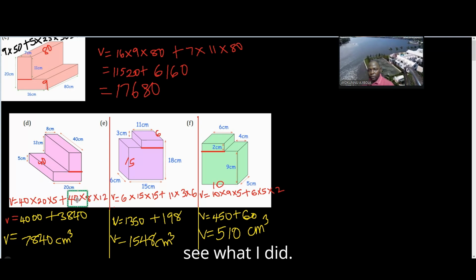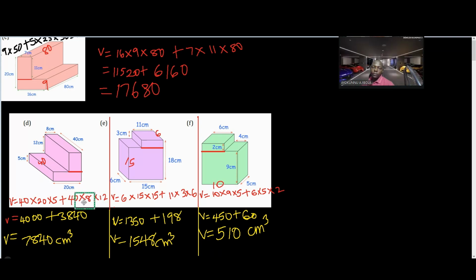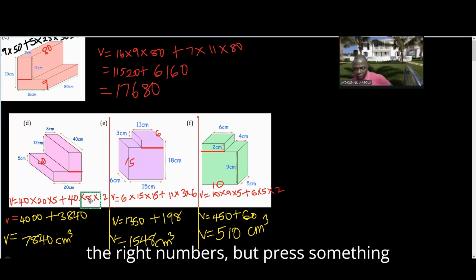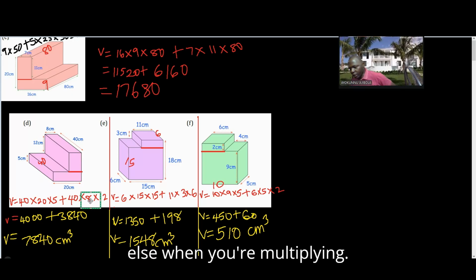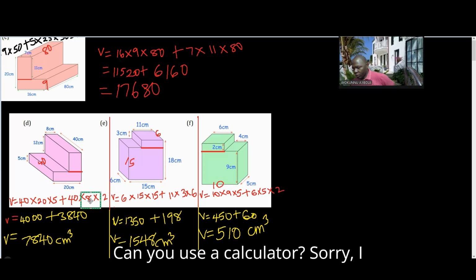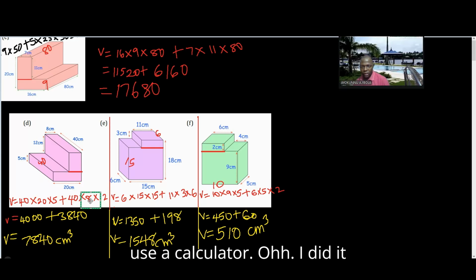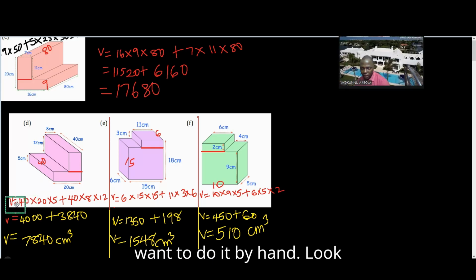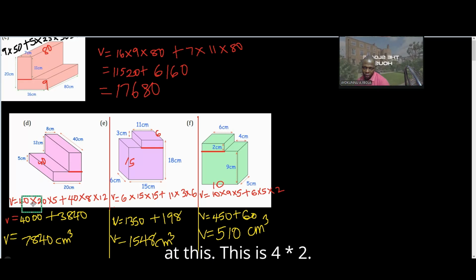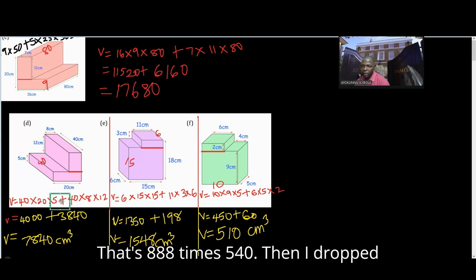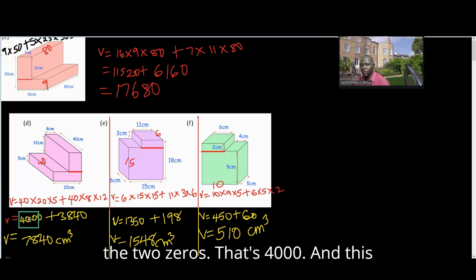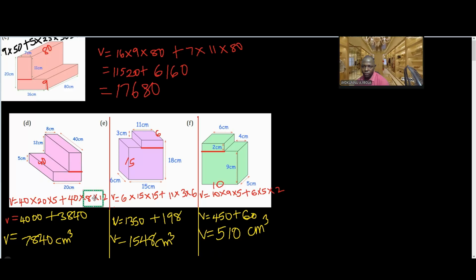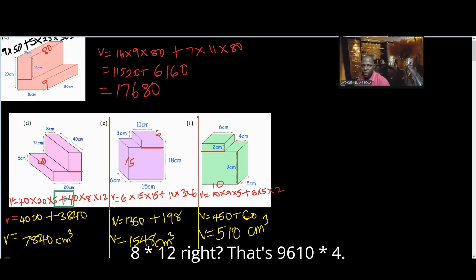Let me see what I did. At times you might get the right numbers, but press something else when you're multiplying. Do you use a calculator? I use a calculator at times. Even if I want to do it by hand, look at this. This is 4 times 2, that's 8. 4 times 8, 8 times 5, 40. Then I drop the two zeros. That's 4,000. And this is 8 times 12, that's 96. Then times 4.